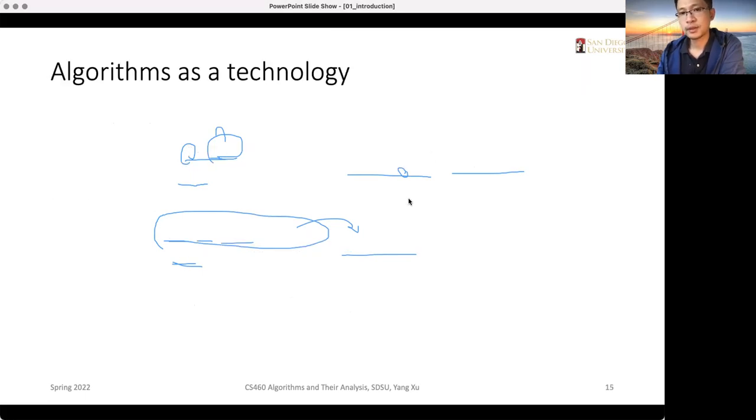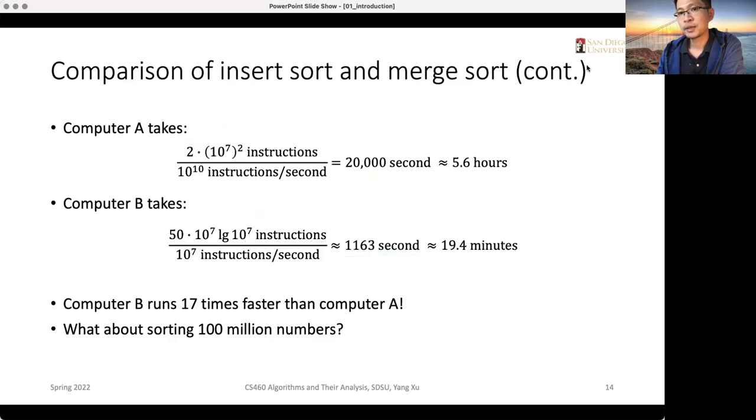Okay. So now, as you can see, the importance of having more scientific, better designed algorithms in solving the same problem, which saves us a considerable amount of time. And if we analyze the same problem from the perspective of memory cost, we may also have similar results.